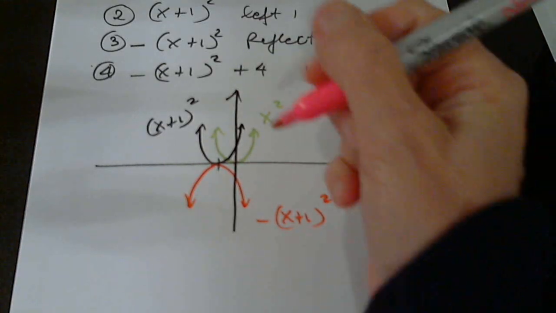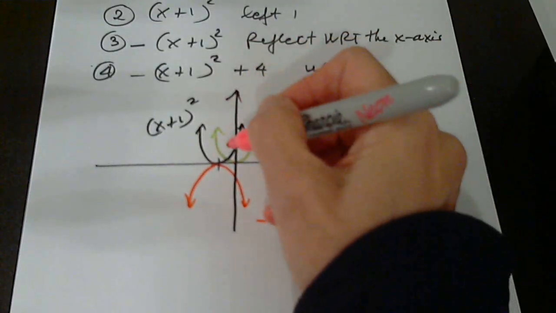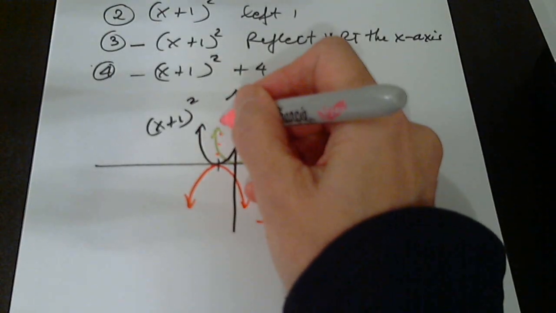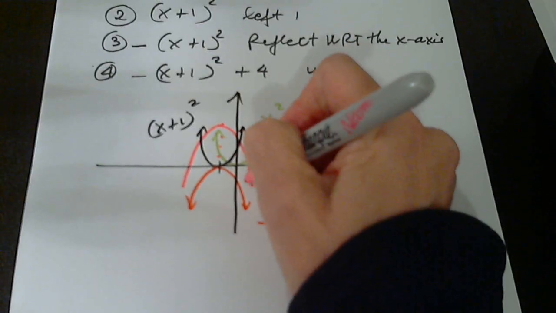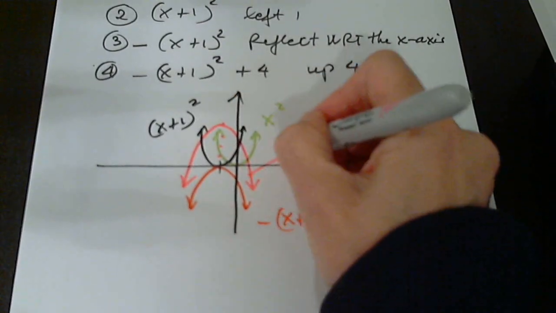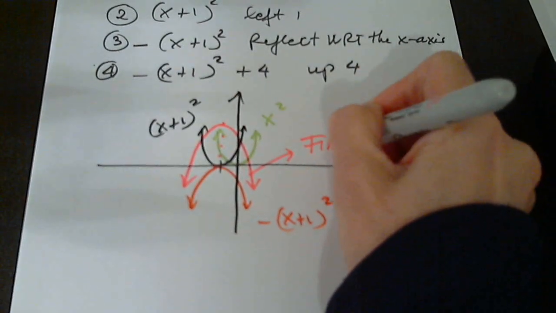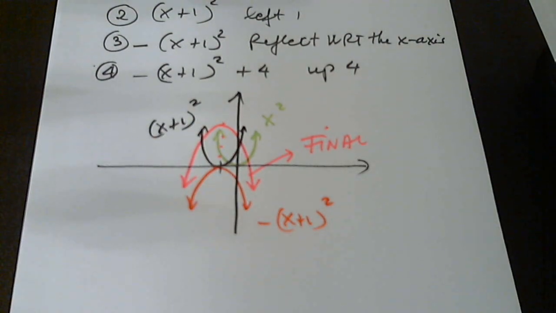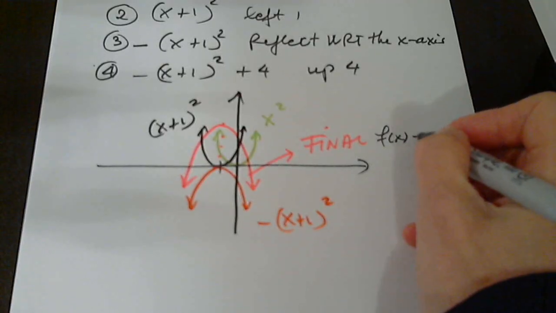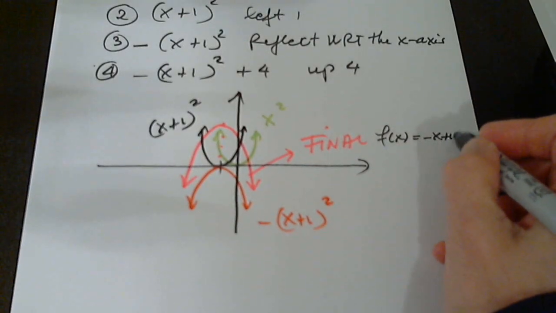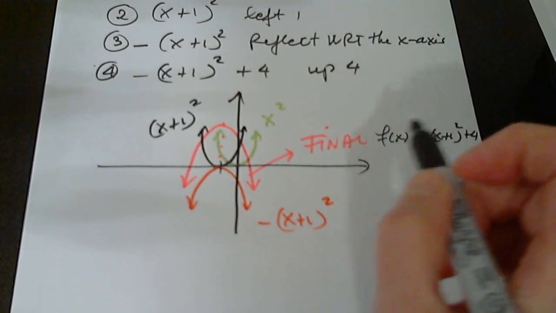I threw away all my colors. They were not good anymore. 1, 2, 3, 4. This is final. Final what? Final function, which is f of x equals negative x plus 1 squared plus 4.